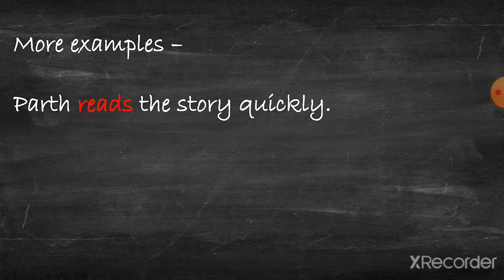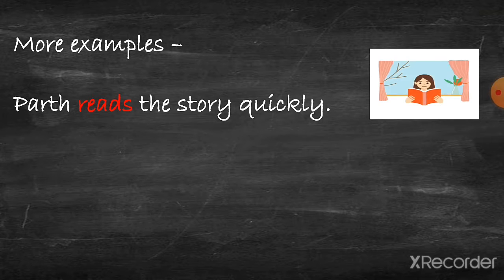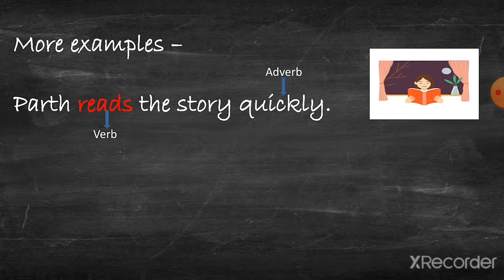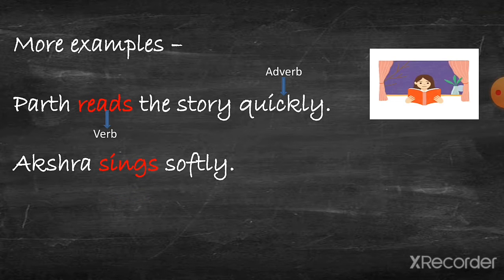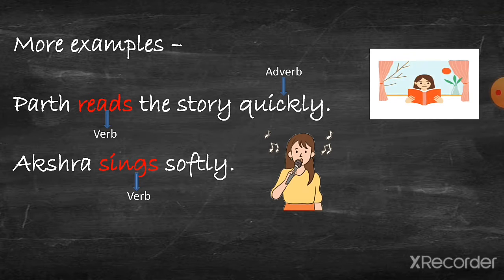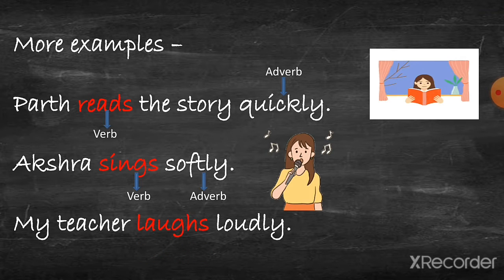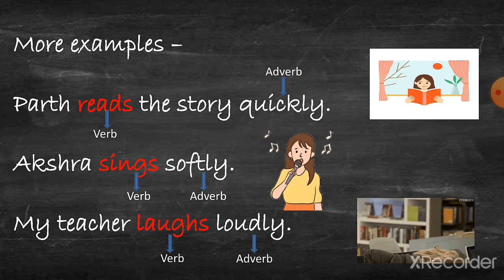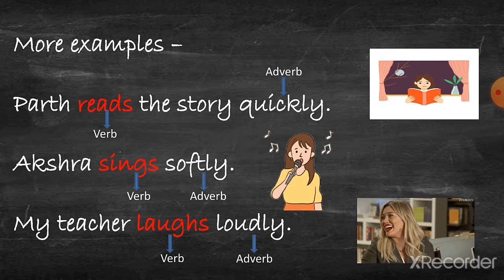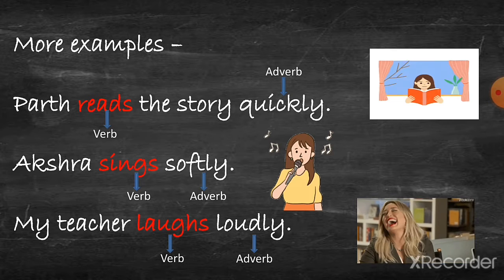Now we will see more examples. Parth reads the story quickly. Now in this sentence, reads is the verb and quickly is the adverb. Akshara sings softly. Now in this sentence, sings is the verb and softly is the adverb. My teacher laughs loudly. Now in this sentence, laughs is the verb and loudly is the adverb.